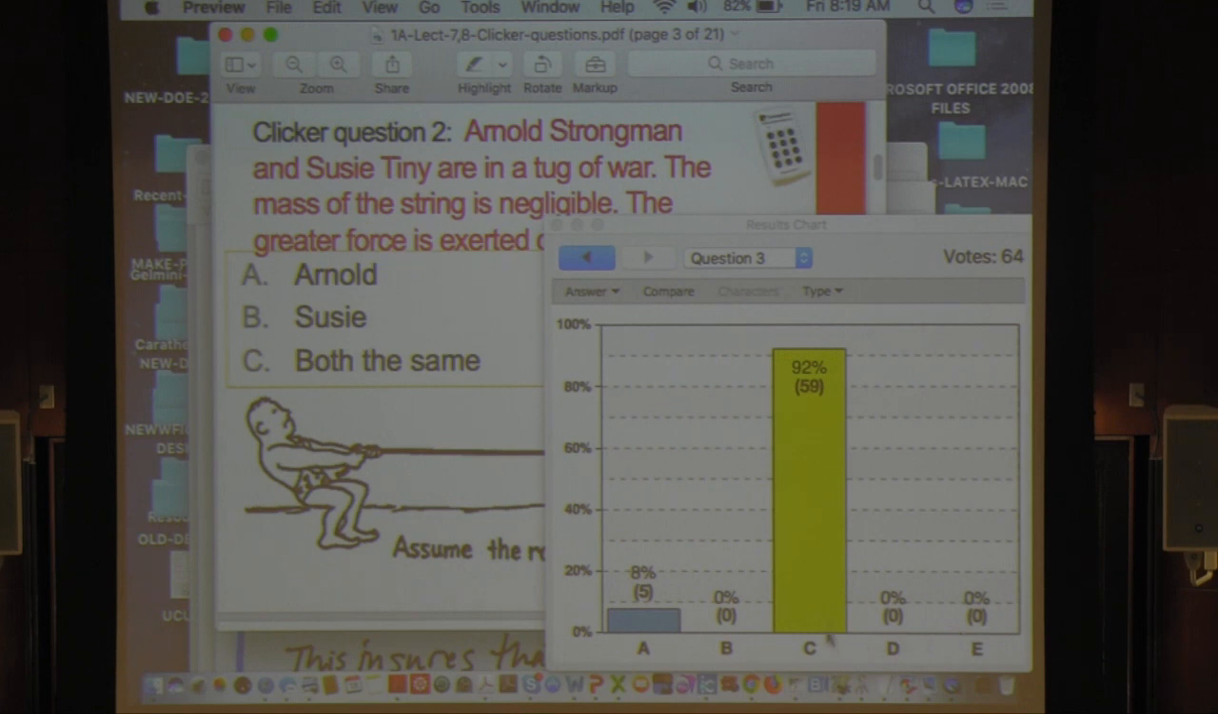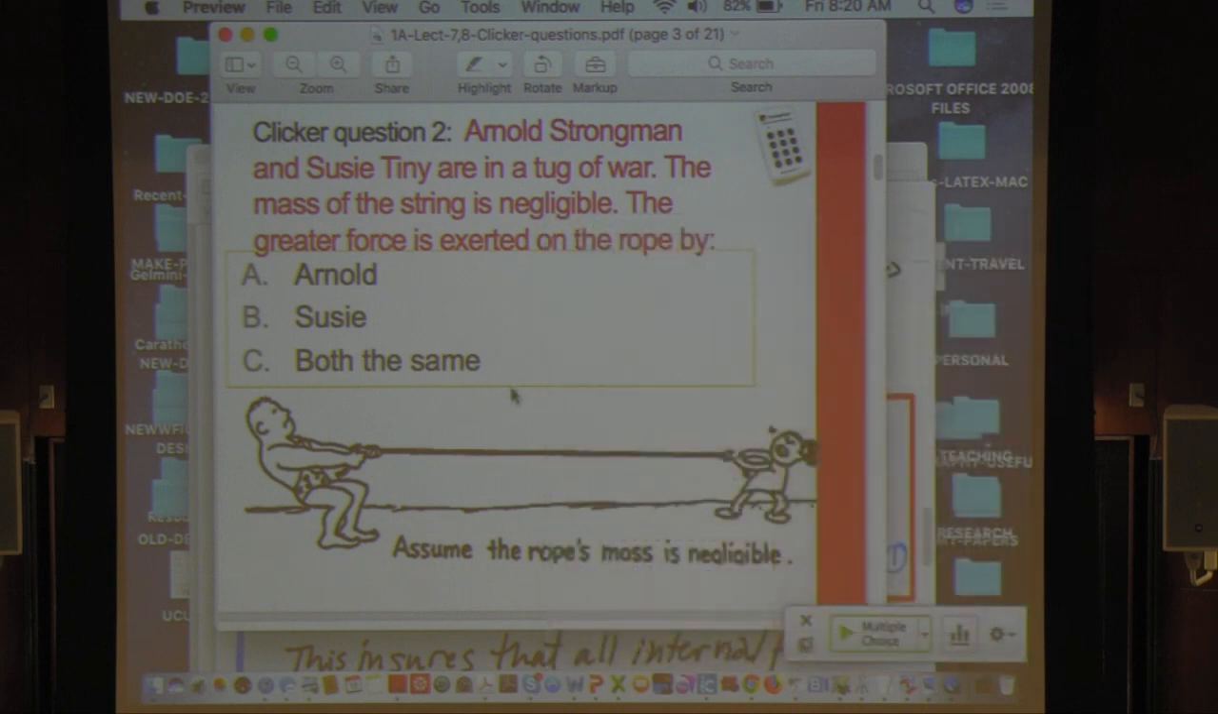So it's both the same. Who wants to explain this? So the right answer is C. Who wants to explain it? So with Newton's third law, they're both experiencing the same force. That is true. They are also not moving right now, so equilibrium will dictate that.